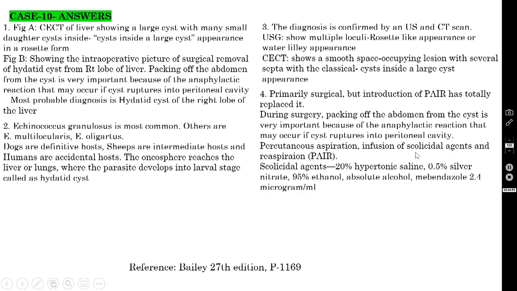These scolicidal agents will kill the hydatid larva. They are 20% hypertonic saline, 0.5% silver nitrate, 95% ethanol, absolute alcohol, and mebendazole, 2.5 microgram per ml, also you can give.